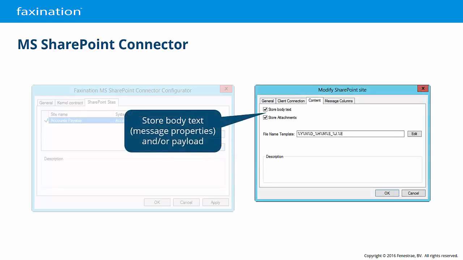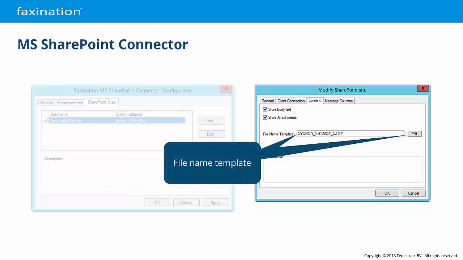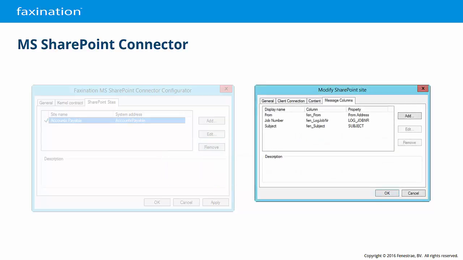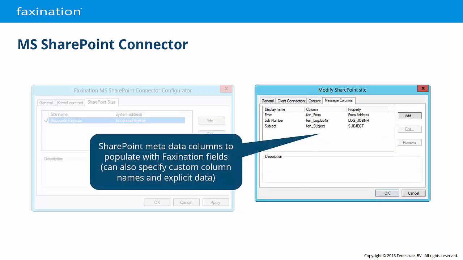On the Content tab, you can choose to store the message body text of the message, the attachments, or both. The file name template has the same constructor as the Inbound Directory connector. The Message Columns tab allows you to populate the SharePoint document library columns with metadata, which can come from Faxination fields or hard-coded explicit data that is unique to this configuration.